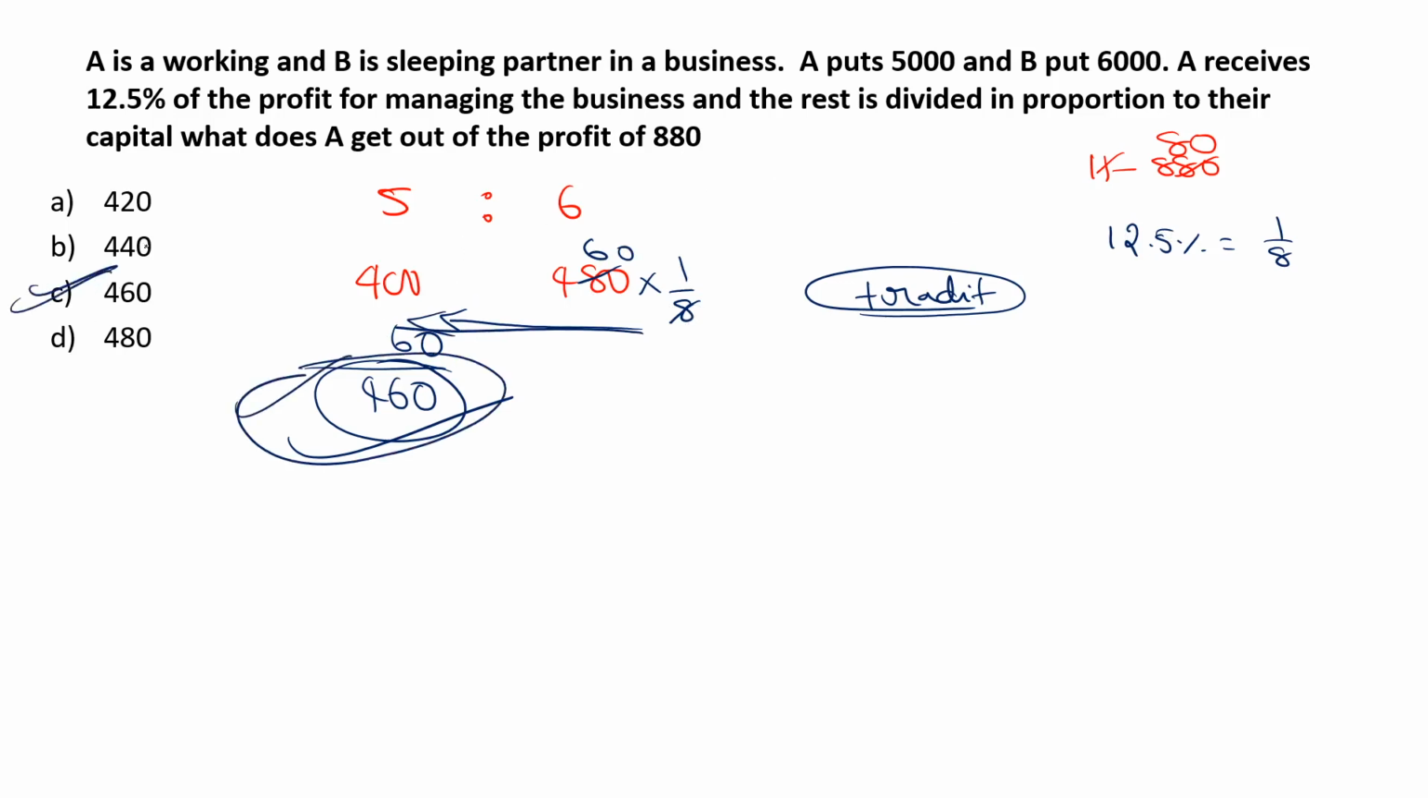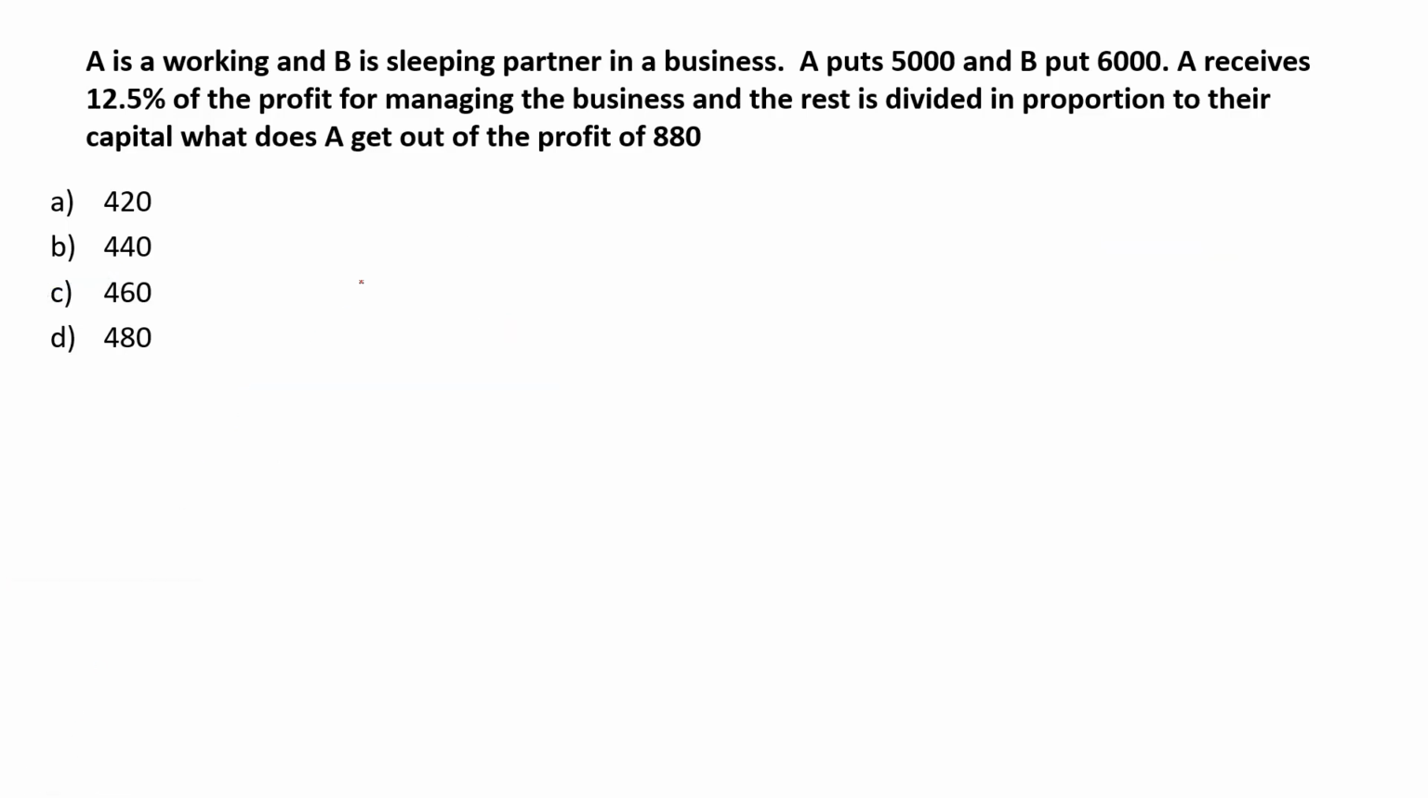That 460 is the correct answer, and you are getting rid of some cumbersome calculations. Just divide that money in the ratio of 5:6, that means 400 and 480 rupees. Transfer 1/8 of the 480, that is 60 rupees, to A, that is 460 rupees. This is the best and simplest way to solve this question. That is 460. I hope you understood this method, and we are going to employ this method in the coming questions to get rid of some difficult calculations.